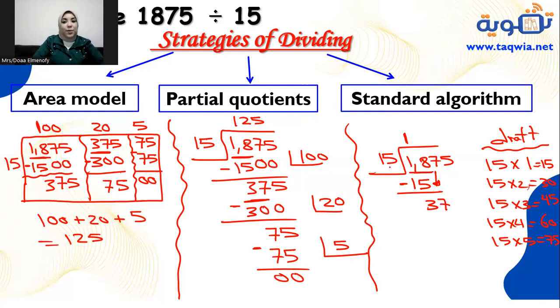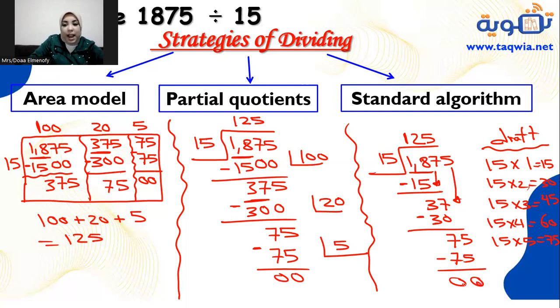So it's 37 divided by 15, which number is close to 37? Yes, it's 30. And up, I'm going to write 2, and here 30. So here, let's subtract. 7 minus 0 equals 7, and then we have to bring down 5. So it's 75. 75 divided by 15, we have here the same one, so we're going to write up a 5, and here 75 and subtract, and here we have our happy zeros. Okay, so now we remembered how we can divide using the area model, partial quotients, and the standard algorithm.